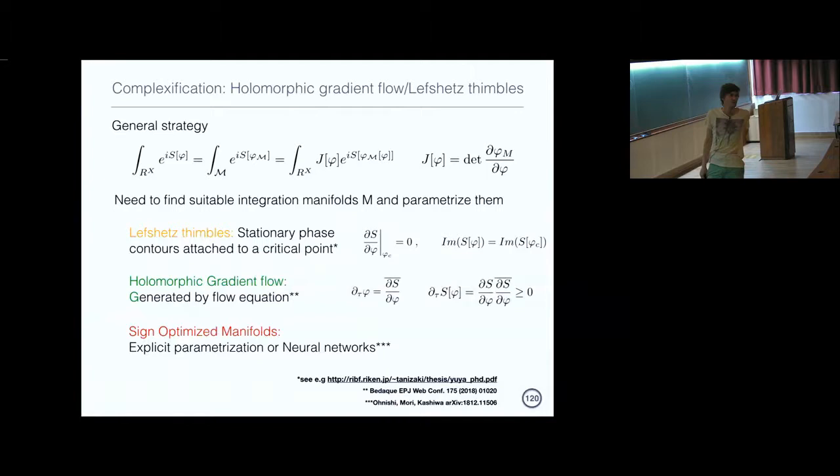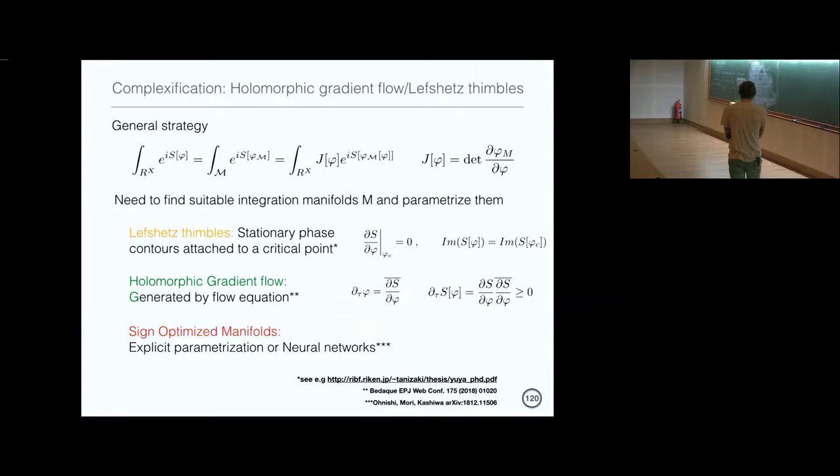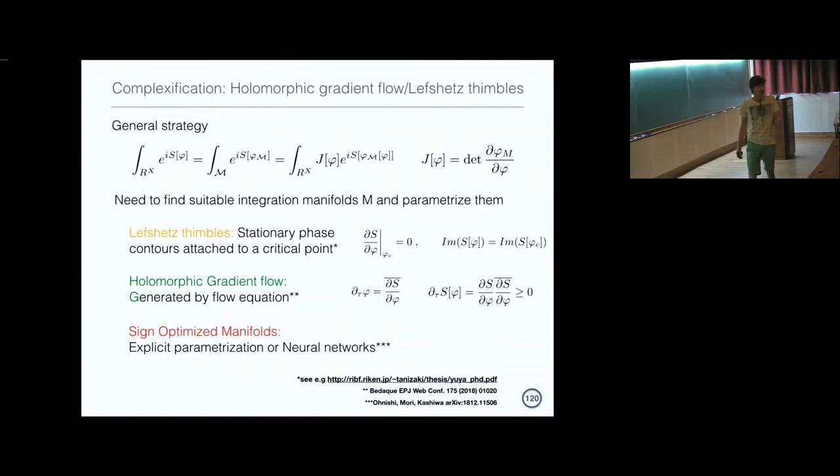Now, that's all very nice, and in principle should work very well. However, the major challenge in this kind of approach is actually to find suitable integration manifolds where the sign problem is mild enough. And then you also need to find efficient ways to parameterize these, actually. And that's also non-trivial.